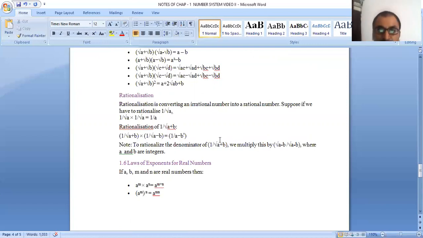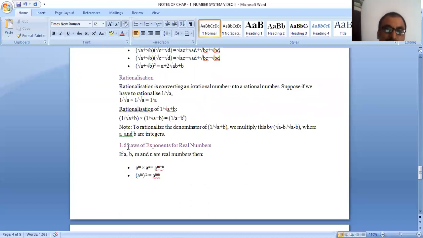It means we have to multiply by changing the sign of this term. We have to change the sign of the denominator and multiply the numerator and denominator by it. Okay.